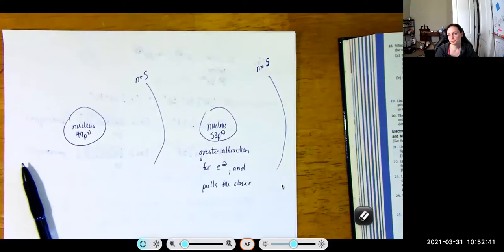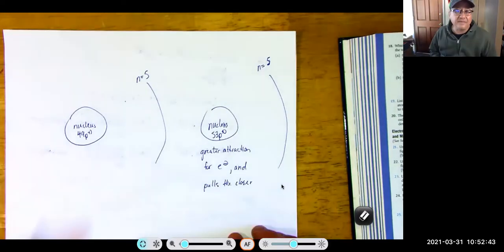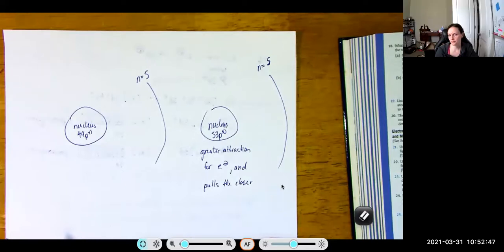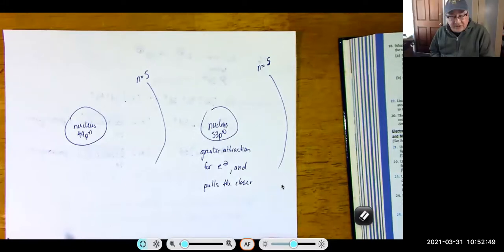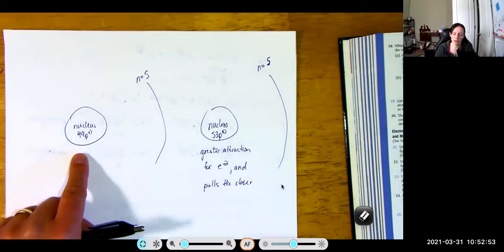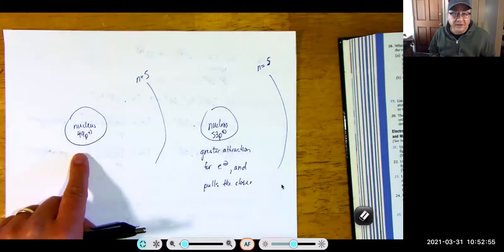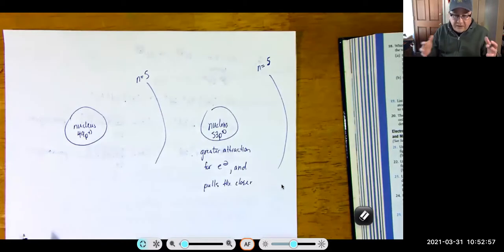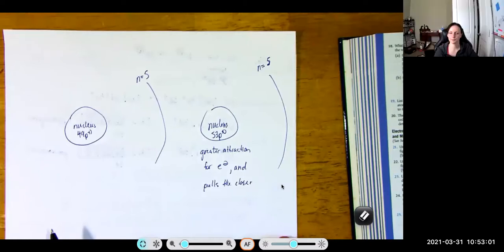And what could we say about that? That's an explanation for the trend. Well, what can we say about this guy? Oh. Less attraction for electrons, so it's not able to pull the electrons into a tighter radius. Yeah.